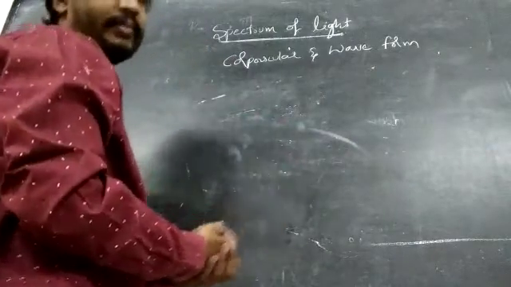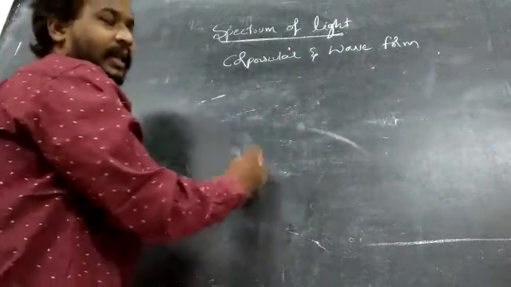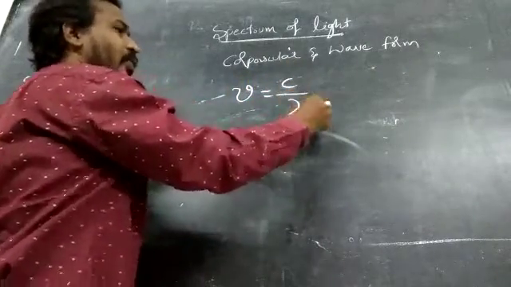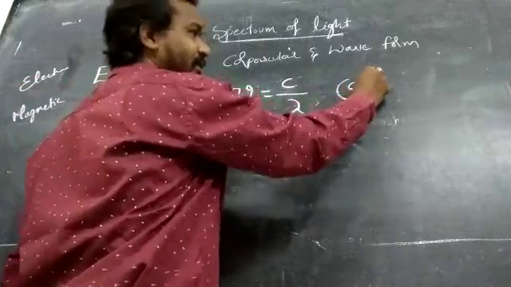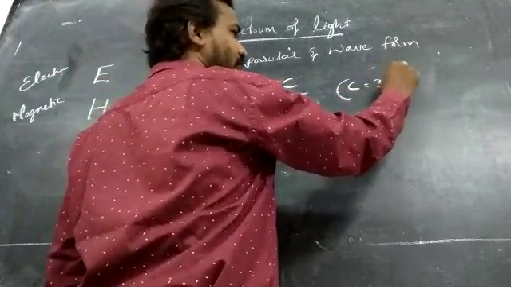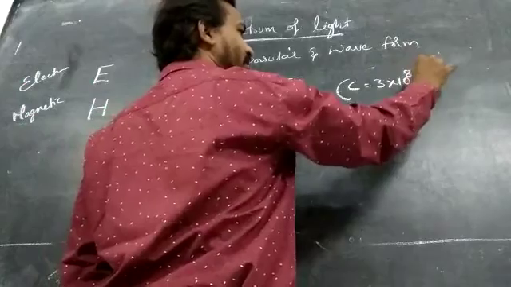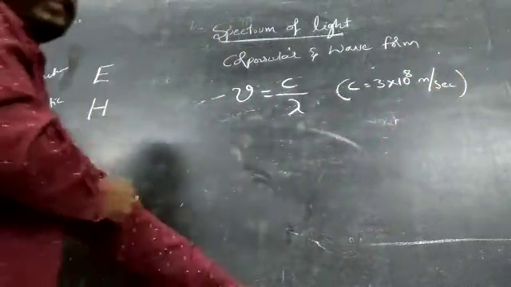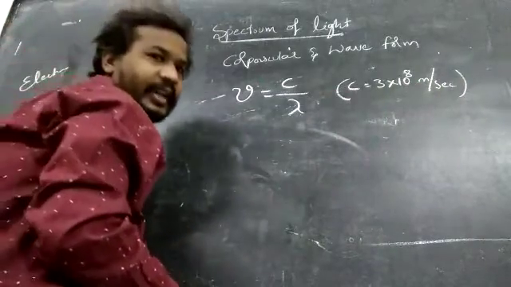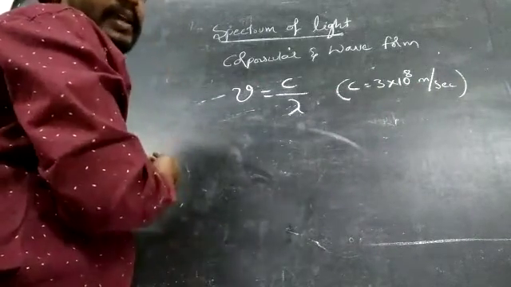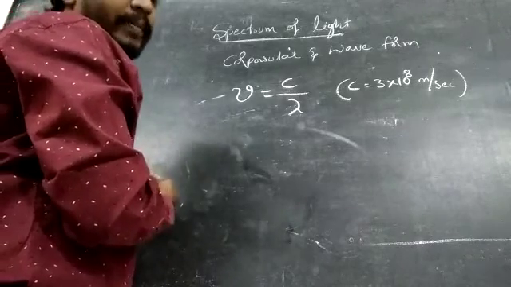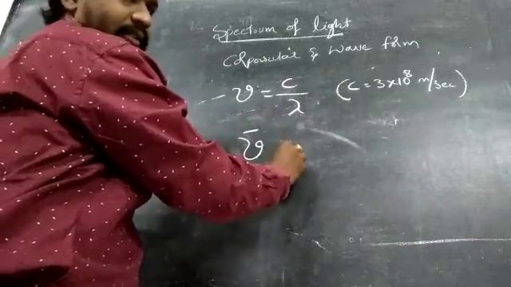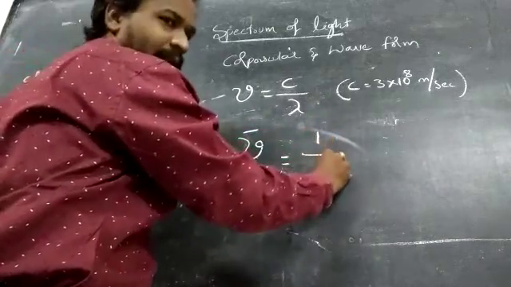sometimes the frequency can be used rather than the wavelength, and frequency nu is equal to c by lambda, whereas c is equal to 3 into 10 to the power of 8 meters per second. Whereas sometimes the radiation can be characterized in another form, that is wave number, which can be denoted by nu bar equal to 1 by lambda.